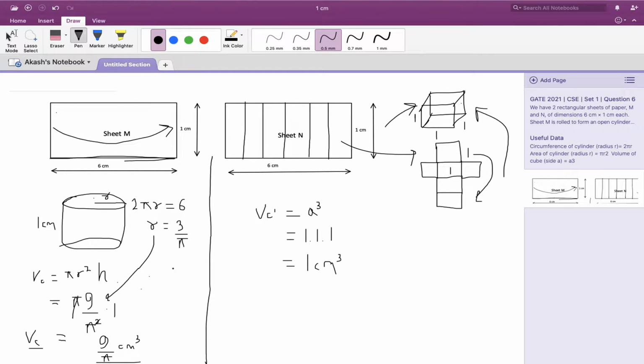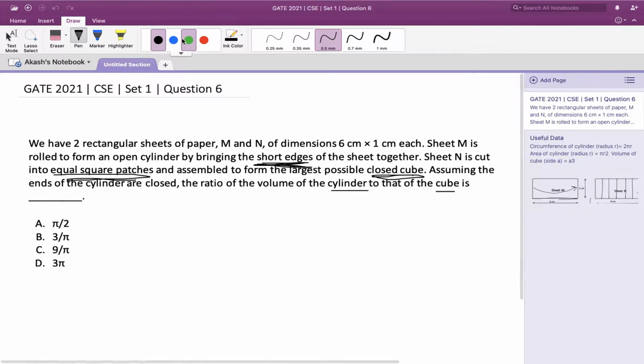Now we have the volume of the cylinder as well as the volume of the cube. The ratio of the volume of the cylinder to the volume of the cube turns out to be 9 upon pi centimeter cube divided by 1 centimeter cube, which gives us the answer as 9 upon pi, which is in option C. So option C, 9 upon pi, is the right answer.